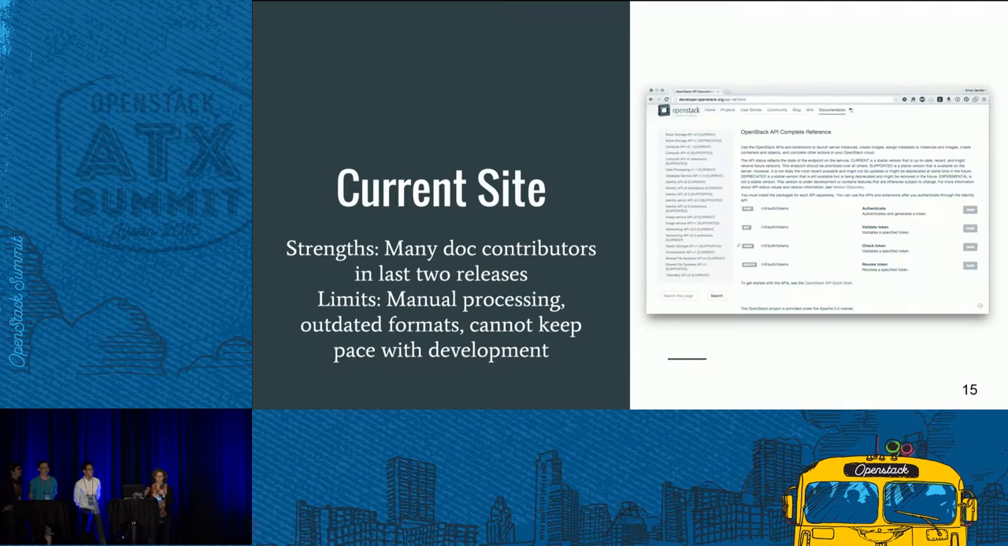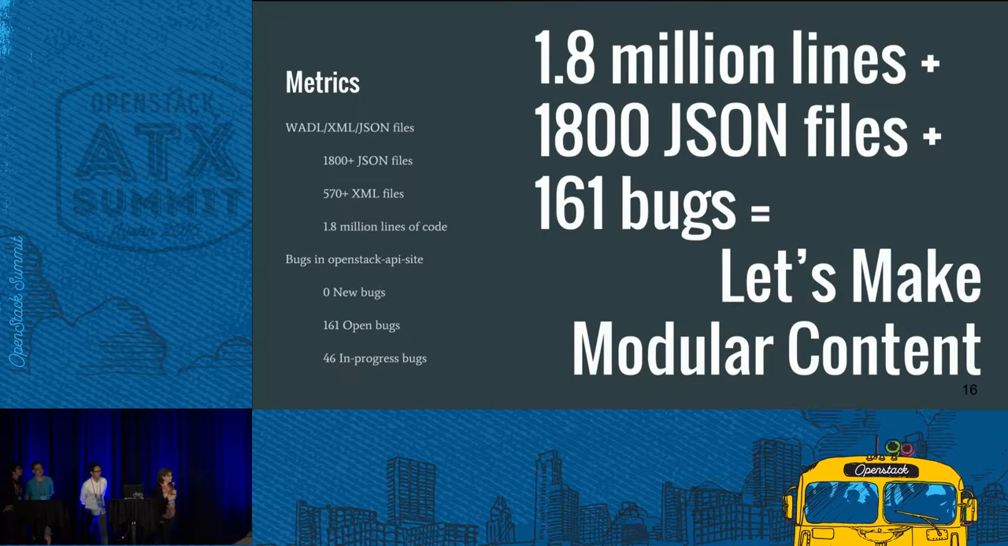This is the site. This is how many contributors we've had. It's actually done really well, but there's no way to keep that kind of work going. It is an antiquated format right now. It's XML, and it is large. It's 1.8 million lines, 1,800 JSON files, 161 bugs, which was actually down from 180, so I had this cool trick with ones and eights, but now there are more bugs fixed. This is a good thing.